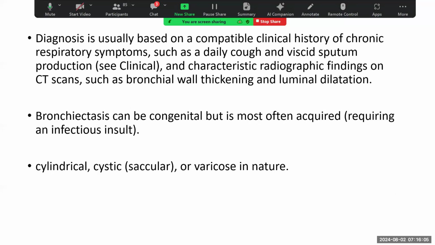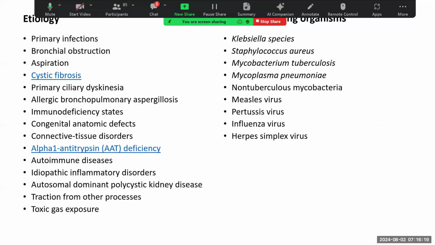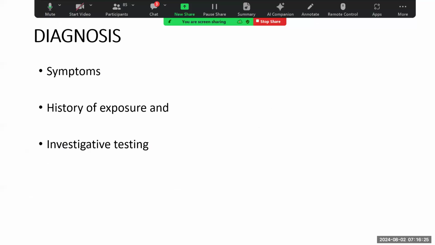So the diagnosis is usually compatible with clinical history of chronic respiratory symptoms such as daily cough and viscid sputum production. Bronchiectasis can be congenital or acquired, especially when there is a history of infectious insults, like in this patient. These are causes of bronchiectasis, and on the right are some of the likely organisms that could cause an exacerbation of COPD.